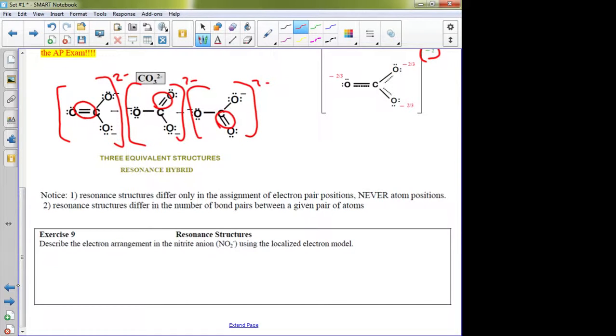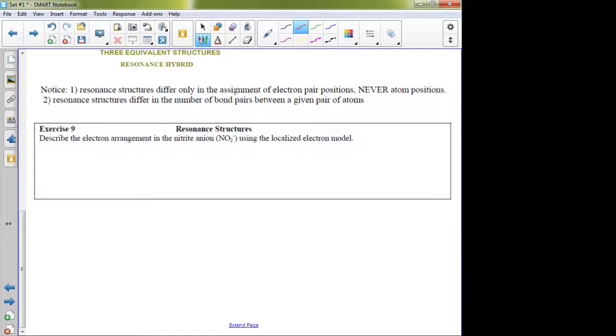All right, so describe the electron arrangement in the nitrite ion, NO2 negative, using the localized electron model. Localized electron model is just another way of saying draw the Lewis dot structure. Can we do that? Yes, we've been doing it.